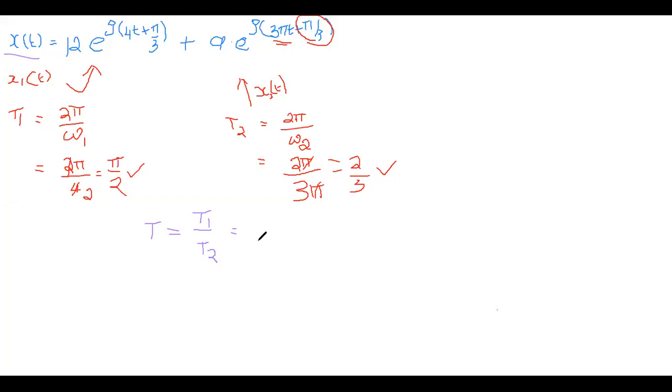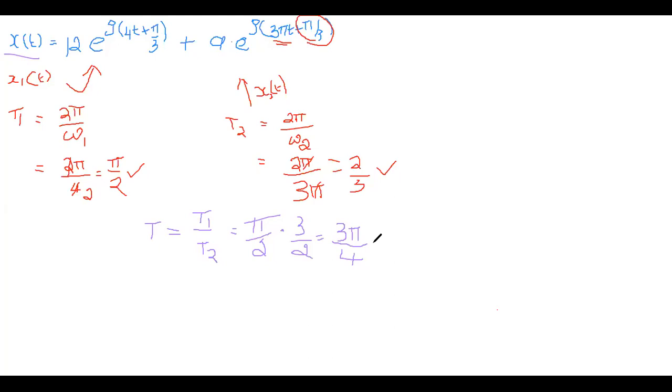Now let us determine whether it is a rational number, a ratio of two integers. T1 is equal to pi by 2 multiplied by 1 by T2, which again gives 3 by 2. So if you find the ratio of T1 and T2, you will get 3 pi by 4. Now tell me, is 3 pi by 4 a rational number or an irrational number?